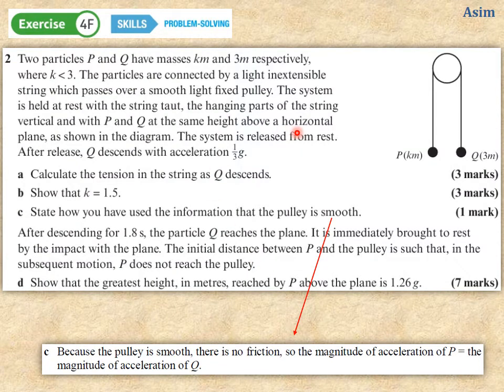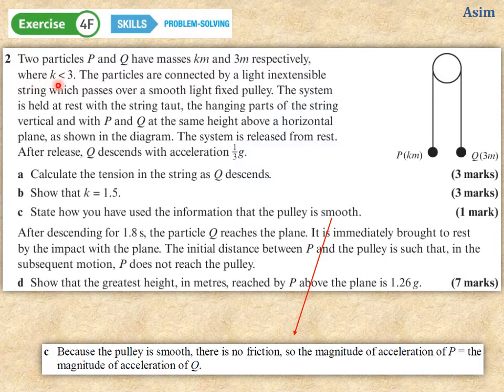Now it's a big example, and all the questions now are big, and this is what you will see in the exam. It's a 7 plus 3 plus 4, 14 marks question. So pay attention now. They have drawn a scenario with the pulley and the two particles P and Q. The question says two particles P and Q have masses km and 3m respectively, where m is an unknown.